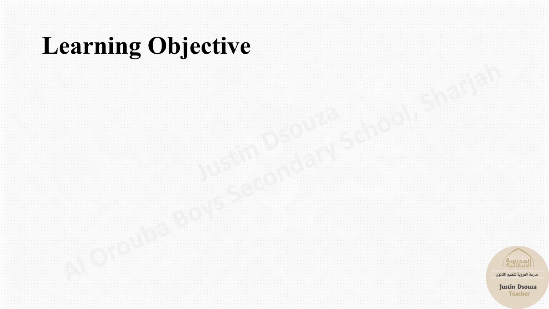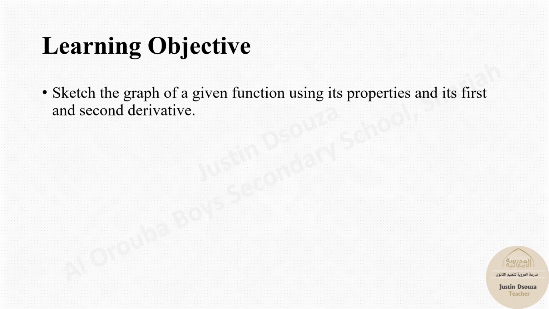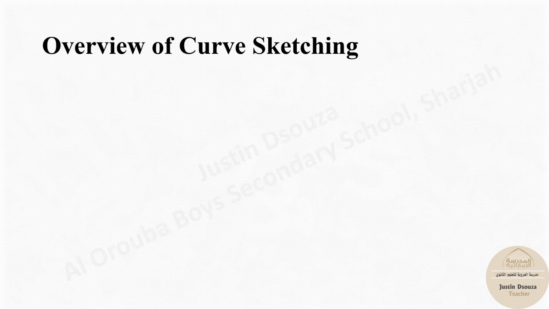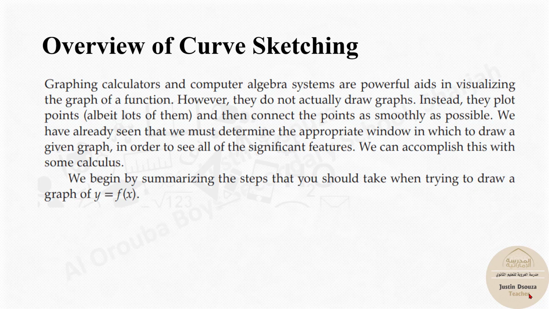The learning objective of this lesson is to sketch the graph of a given function using its properties and its first and second derivative. If you look into this lesson, you will realize it's somewhat similar to the previous lessons, previous videos which we have looked into. That is about the critical points, increasing and decreasing functions, and concavity. So these three together make this lesson.